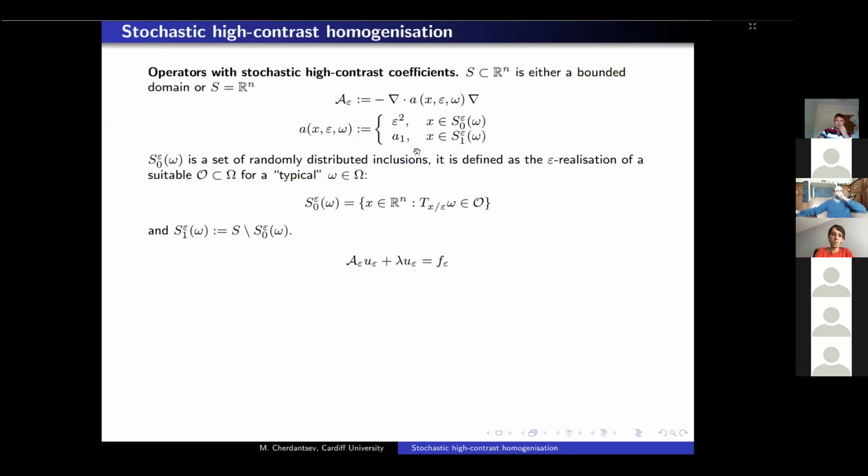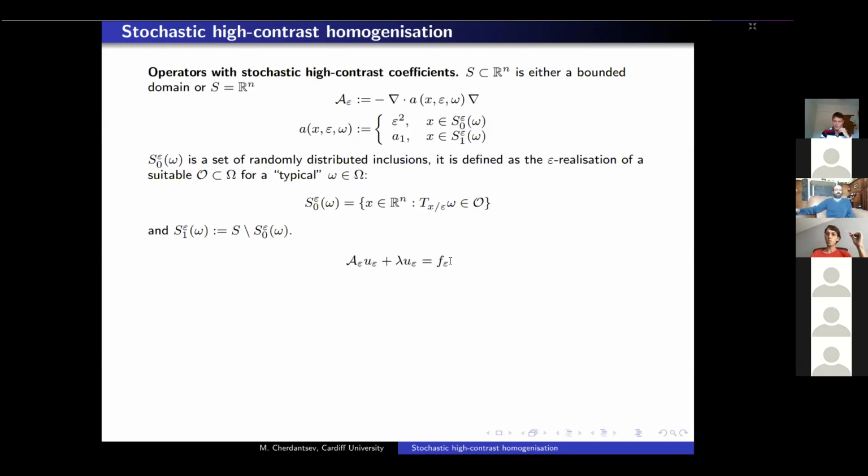So this is the picture here. You scale the whole picture by epsilon. Now you assume that in the inclusions your coefficients are of order epsilon squared, and outside they are of order 1. So this is the notation: S naught epsilon denotes the set of inclusions, and S1 epsilon is the complement of this set.